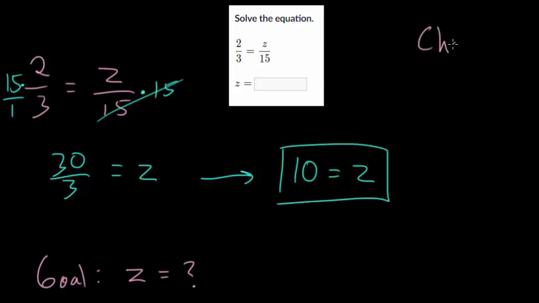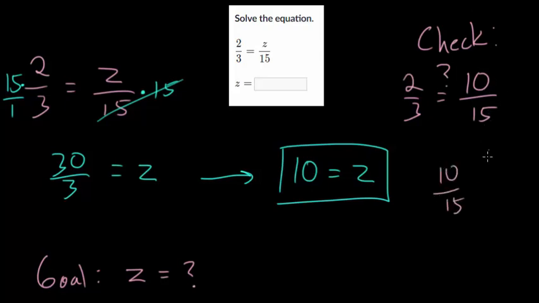Let's switch colors for that. So we're going to put in z equals 10, so we get that 2/3 equals 10 over 15. We're just wondering, is this true? And 10 over 15, we can simplify that fraction, since if we divide top and bottom by 5, 10 divided by 5 is 2, and 15 divided by 5 is 3. You get back to 2/3, which means that this is true, which means that z does, in fact, equal 10.